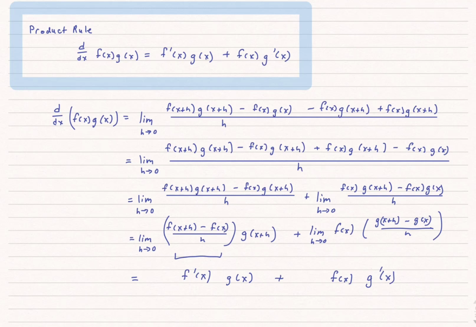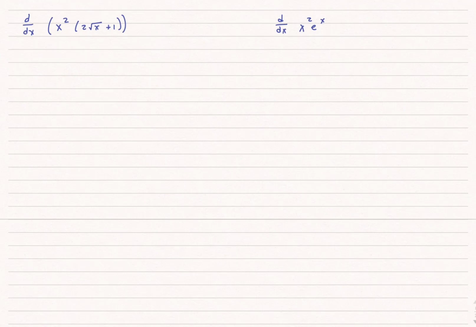Again, I'm not expecting you to recreate this proof on a test, but it's nice to know where it comes from. Let's do a few examples. All right, the one on the left-hand side, I'm going to let x squared be f of x, and I'm going to call 2 square root of x plus 1 g of x.